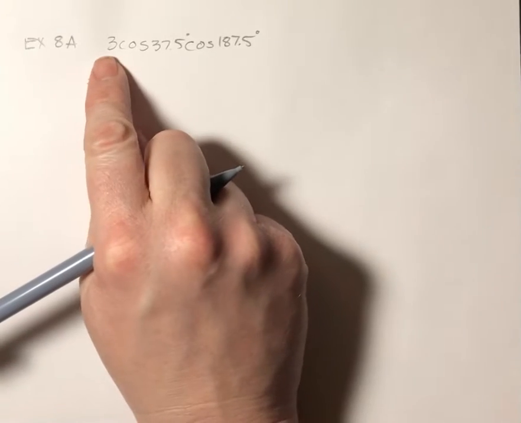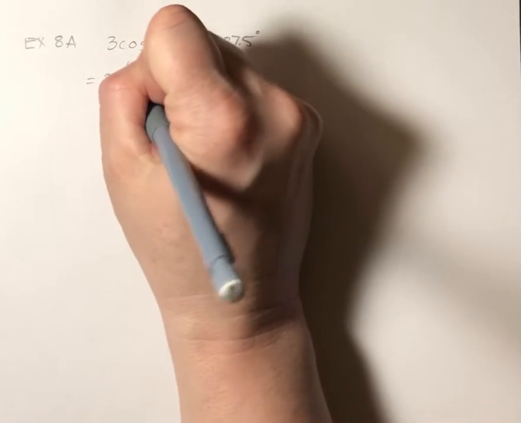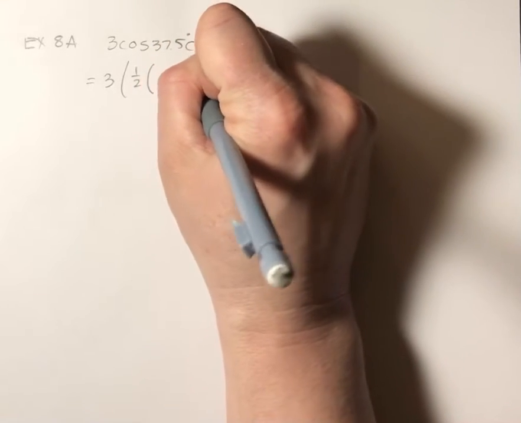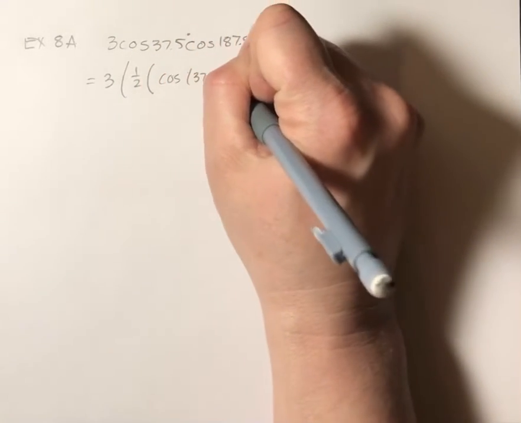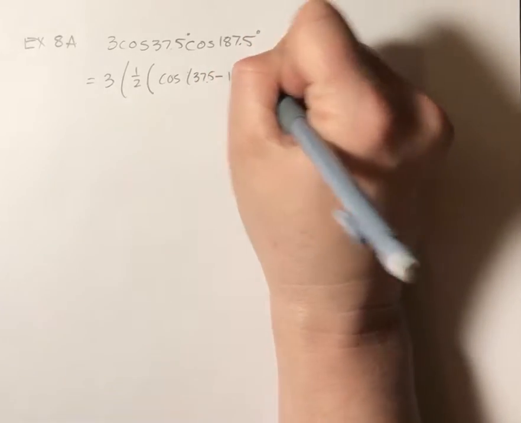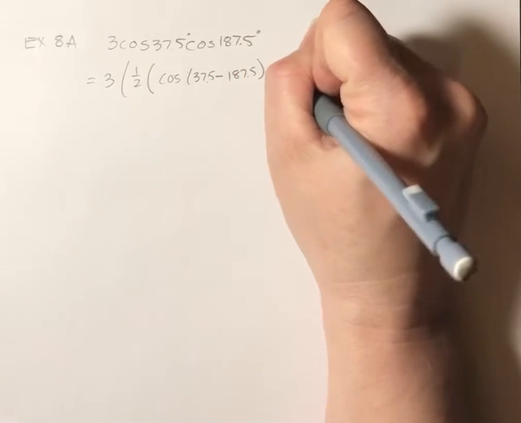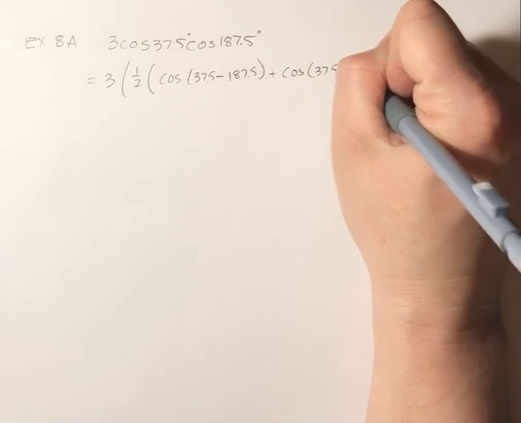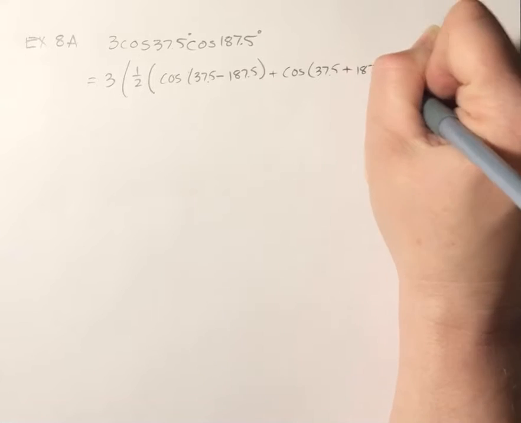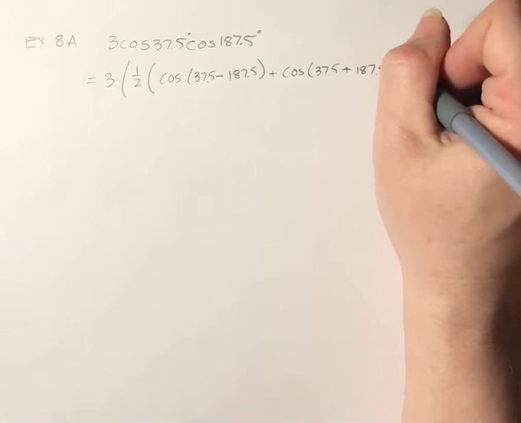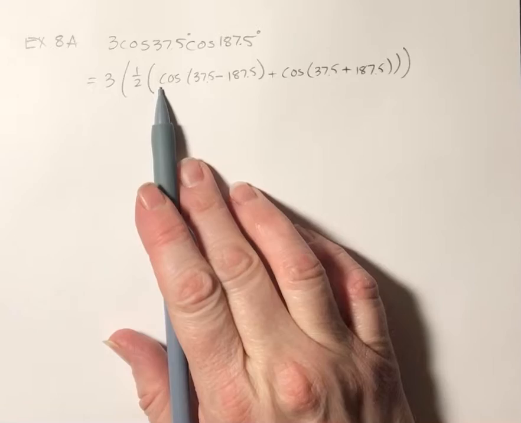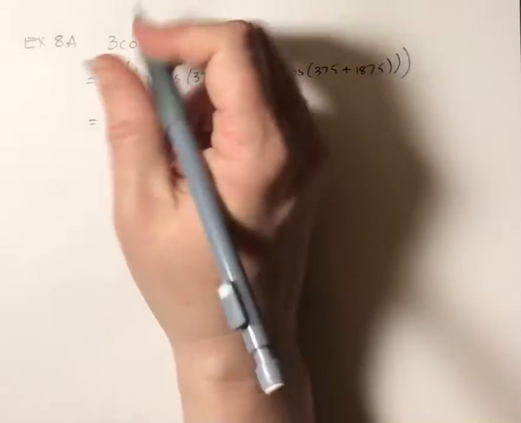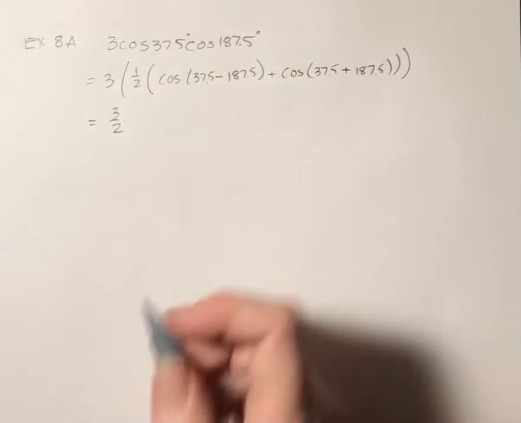a 3 that's hanging out front, but then I'll have a 1/2, and then I'll have the cosine of 37.5 minus 187.5 plus the cosine of 37.5 plus 187.5. All right. I can take that 3 times that 1/2 out front. So I just have one number out front.